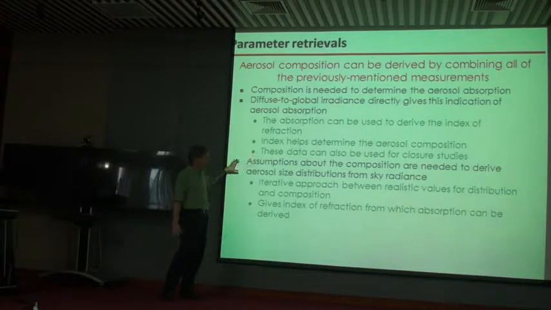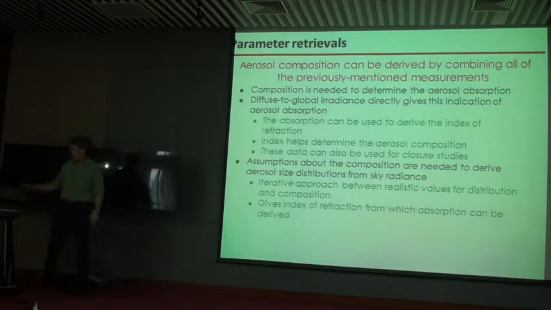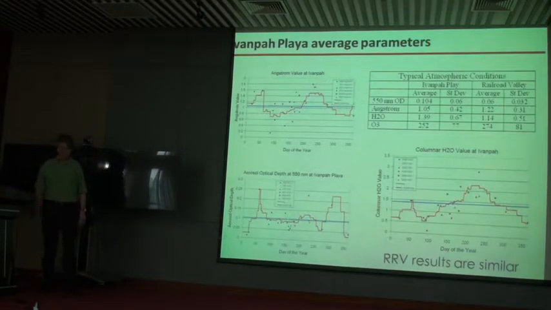That can also help with closure studies. The assumptions that we have in terms of size distribution for sky radiance, iteration approaches. It's a lot of words, but it comes down to, we can do this a lot. And so what happens when you have a lot of data sets is you start to sit there and go, what can I do with them? And one of the studies we did was, well, let's go to Ivanpah Playa, let's go to Railroad Valley, and let's compute the averages. Let's look at what happens as a function of time.